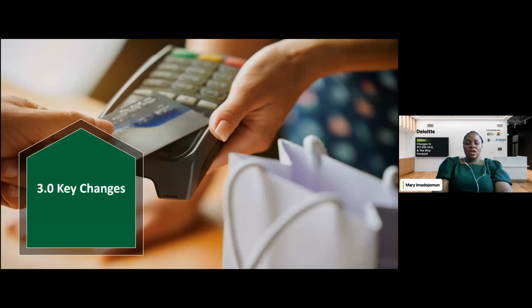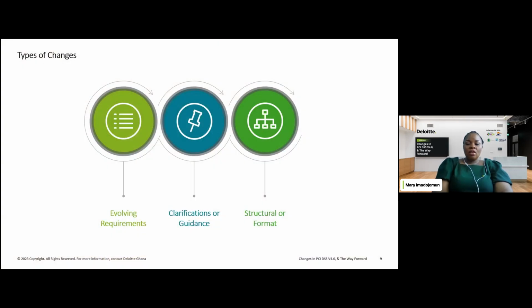Key changes in this standard. There are 3 types of changes that have occurred so far in version 4.0. We have evolving requirements, clarification or guidance, and structure or formatting. Evolving requirements are just to ensure that the standard is up to date with emerging threats and technologies, and also changes in the payment industry. For example, new or modified requirements or testing procedures, or the removal of a requirement.